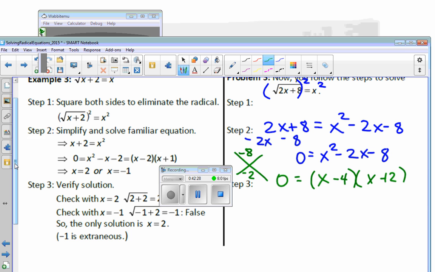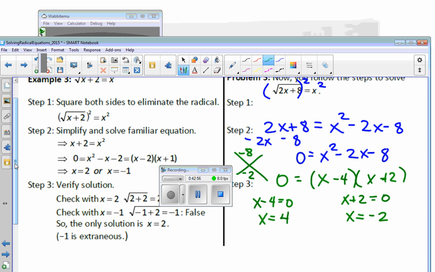But you have to check your answers because one of them doesn't work. Yep, so the answers, once it's factored, I set each of those factors equal to 0. Is that plus? It's plus 2. So x is equal to 4 and x is equal to negative 2. I'm here to tell you that one of those answers doesn't work. One of them is extraneous.